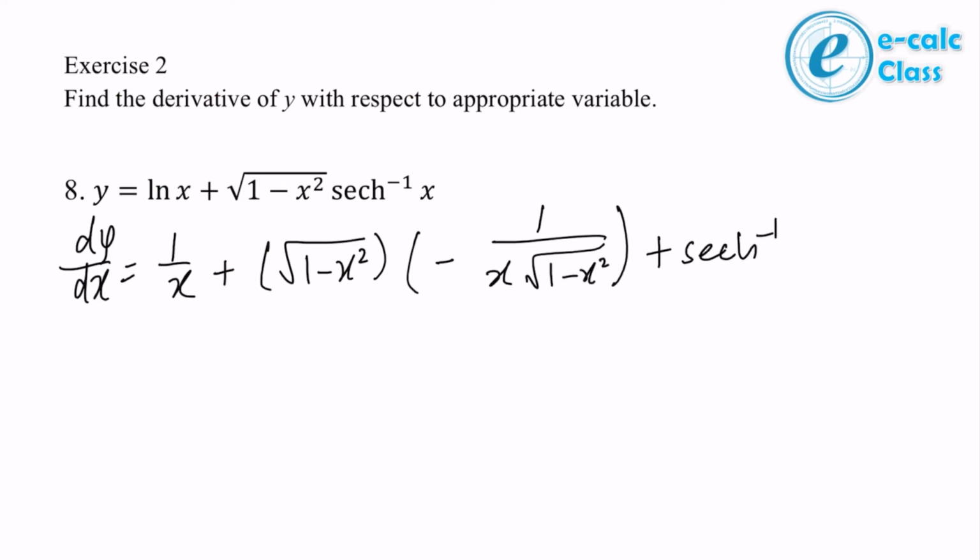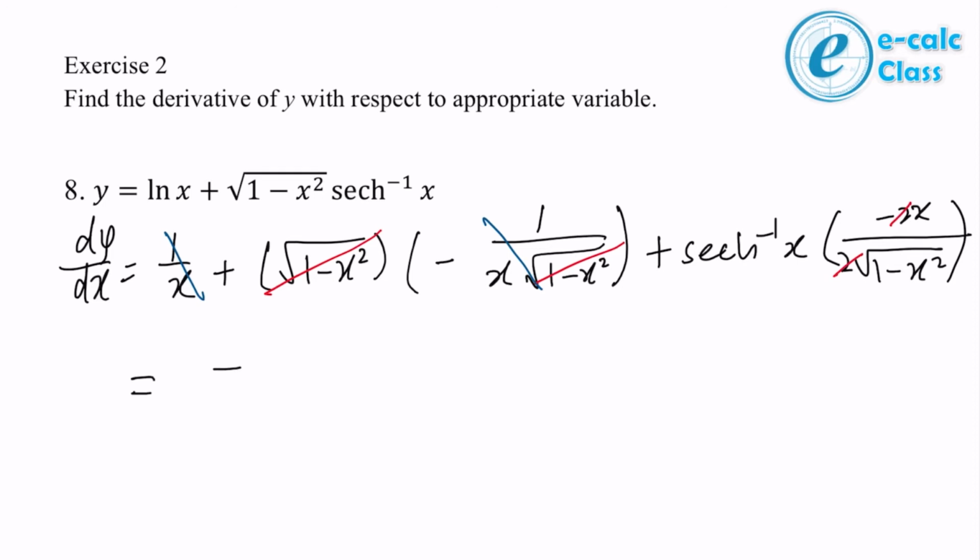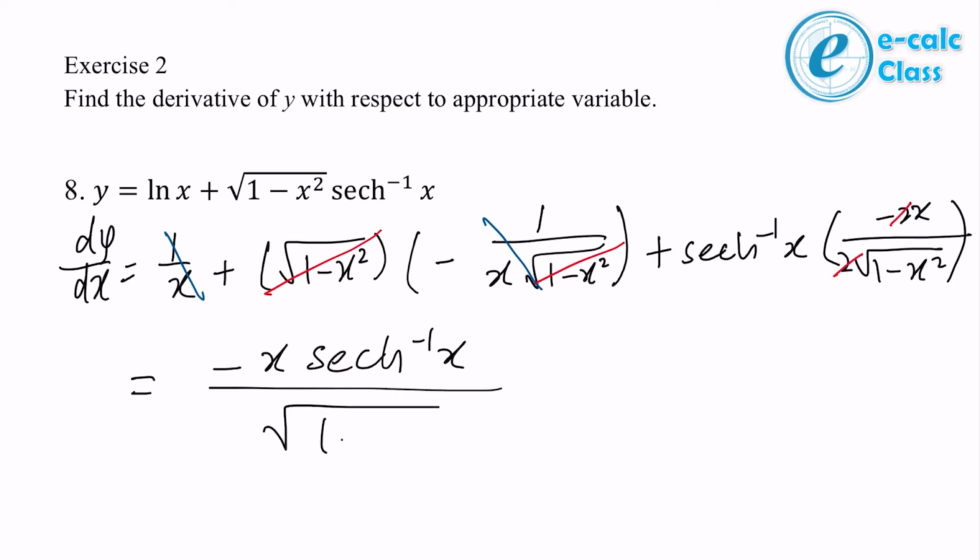Let's copy. Differentiate. Chain rule. Okay. Time to simplify. This and that can cancel. Positive 1 over x, negative 1 over x. 2 and 2 cancel. So, negative x sech inverse of x, 1 minus x squared, finish.